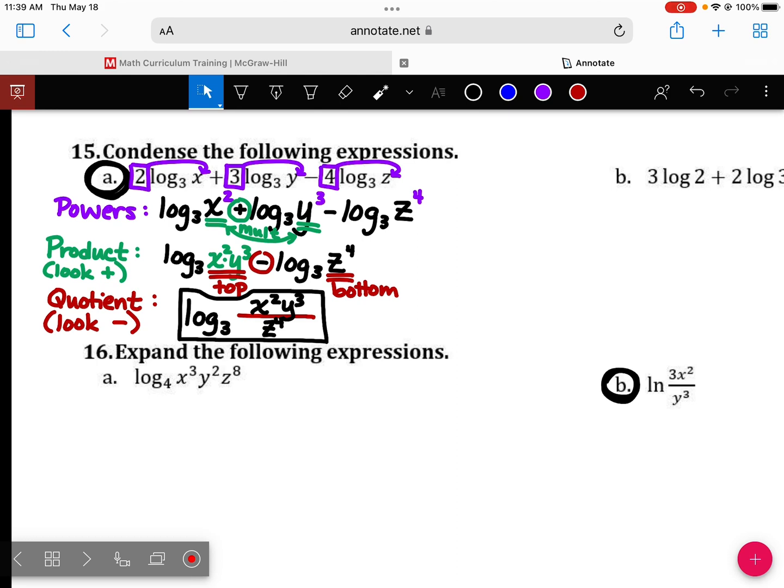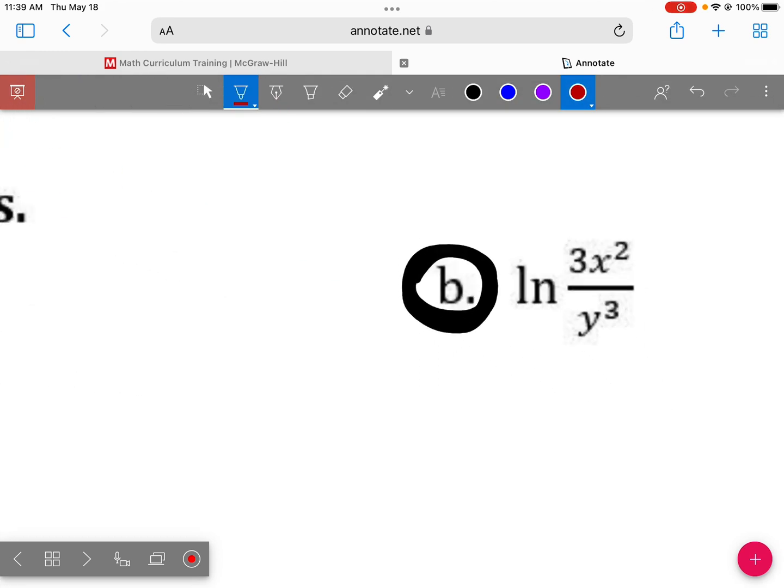How do you spell quotient? Q-U-O-T-I-E-N-T. And that's where we're going to start. When we did our quotient step back here, we were looking for subtraction, and it turned into what? A fraction. We looked for subtraction, and it turned into a fraction.